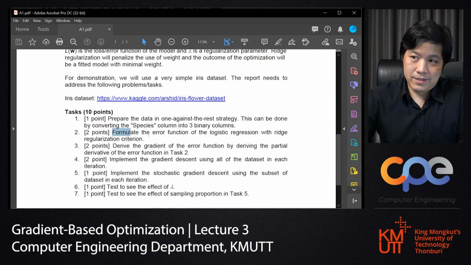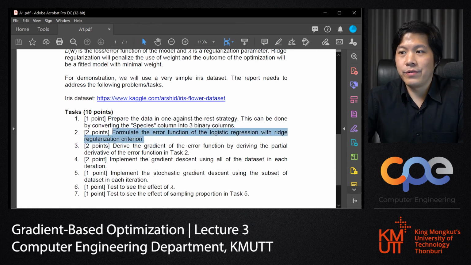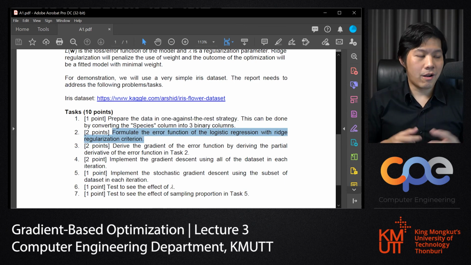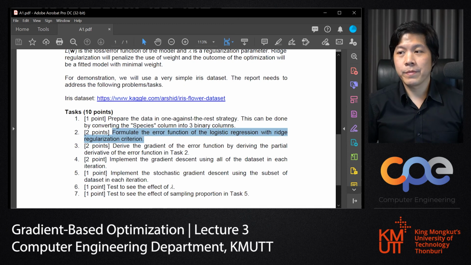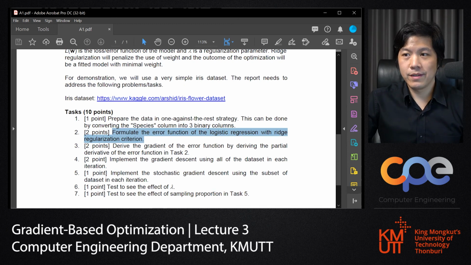Okay. Second, and this is important, you need to formulate the error function. The error function will be the loss function that I explained, but now you have this ridge regularization criterion as well.